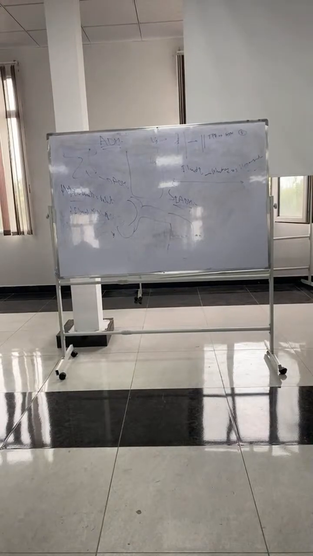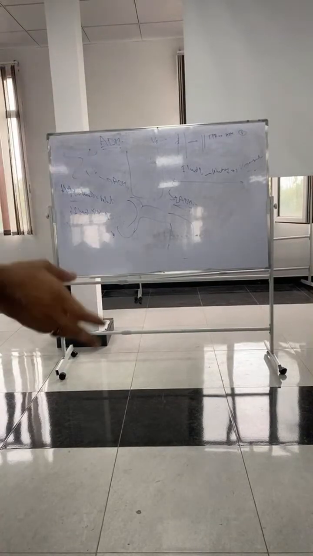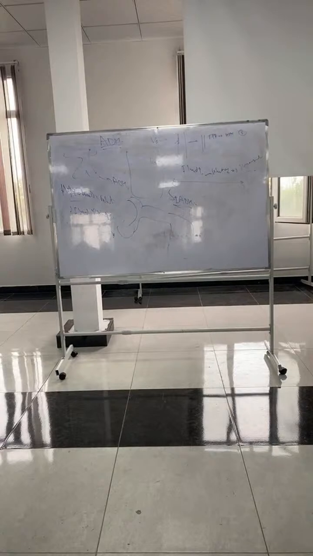The normal level of sodium is 140 to 145. Some books write 141, 143, or 139. It's not a big deal. 140 to 145 is the normal value of sodium.